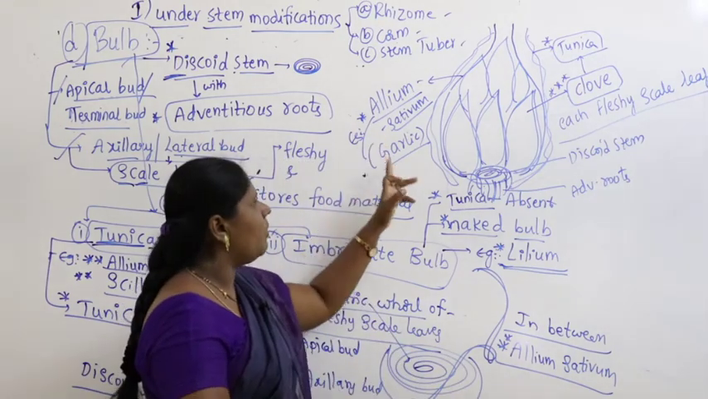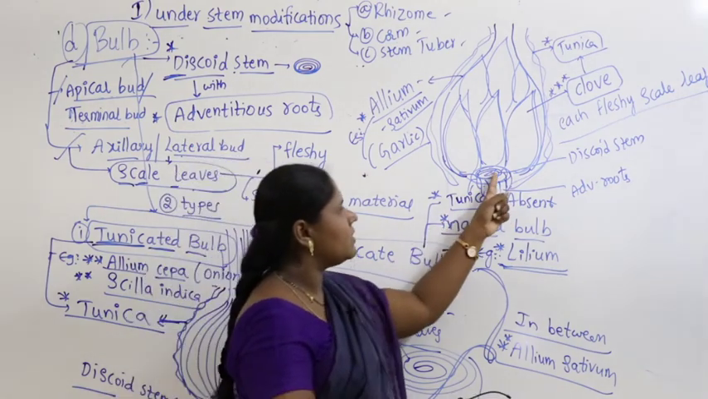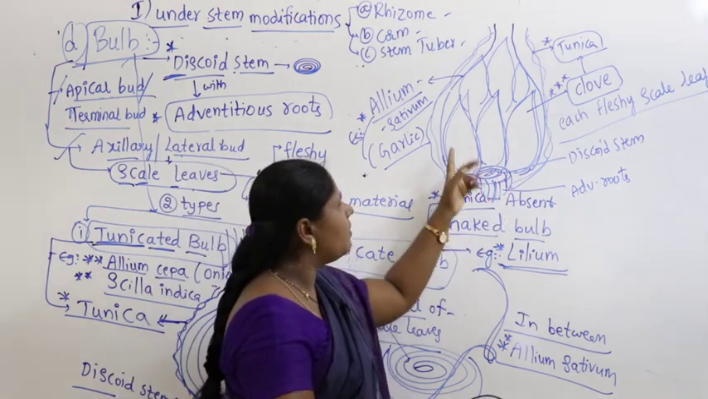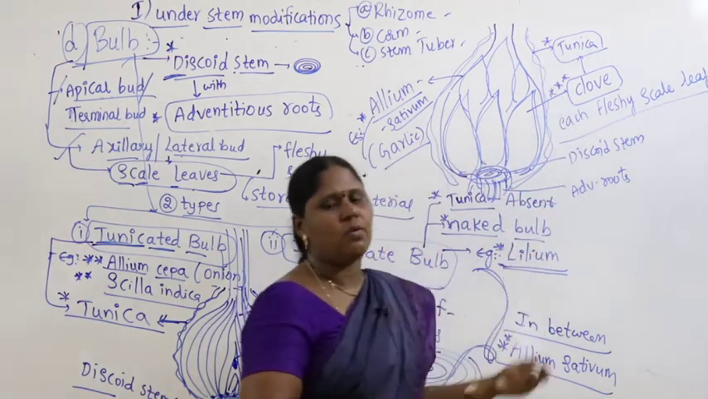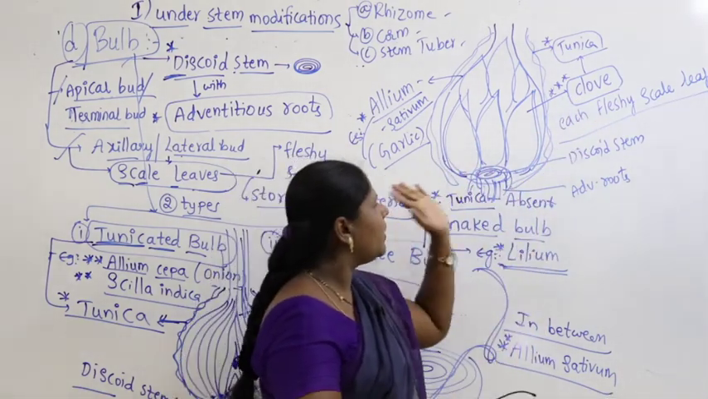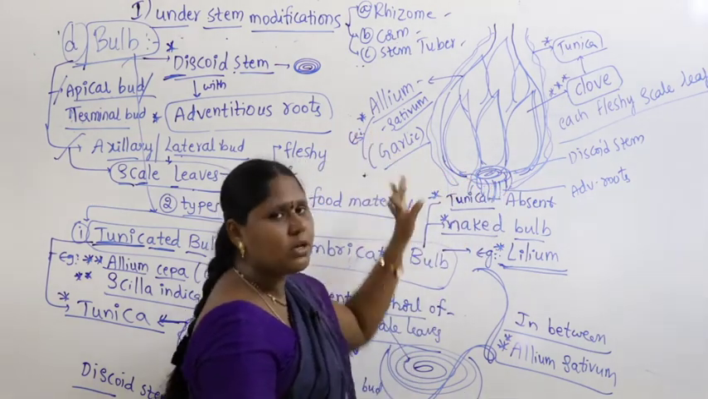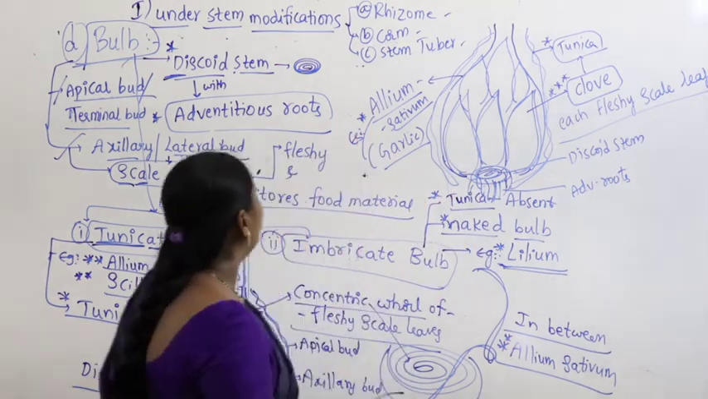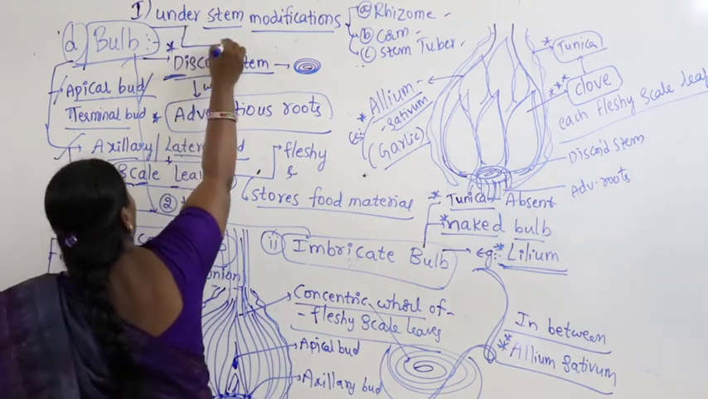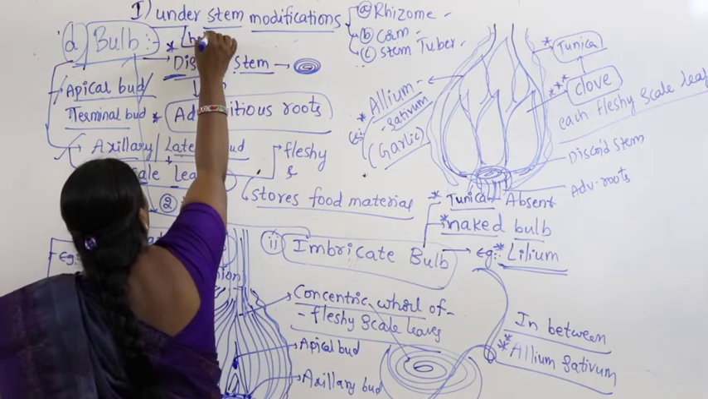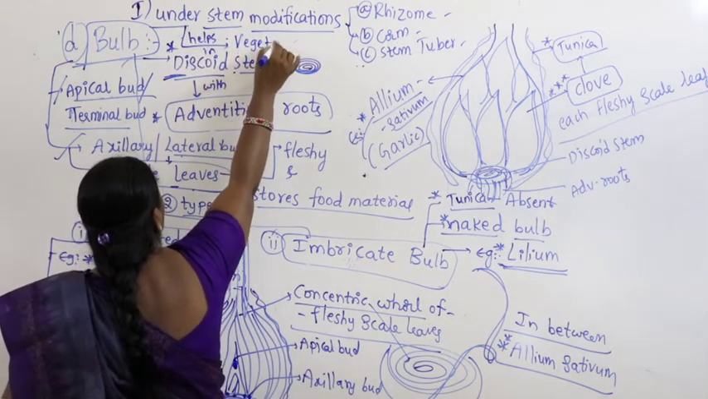Now, not completely tunicated, not completely imbricate, having both characteristics, you find in the case of Allium sativum. Allium sativum is commonly called what? Garlic. In this you find a discoid stem, the same adventitious roots, but each fleshy scale leaf is called a clove. Each clove is again surrounded by tunica, and that structure is Allium sativum, commonly called garlic. Remember, all underground stem modifications help in vegetative propagation.